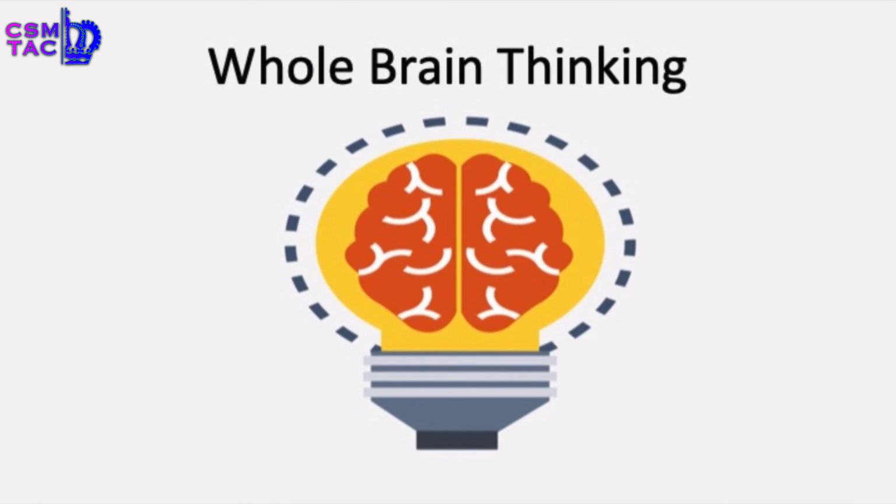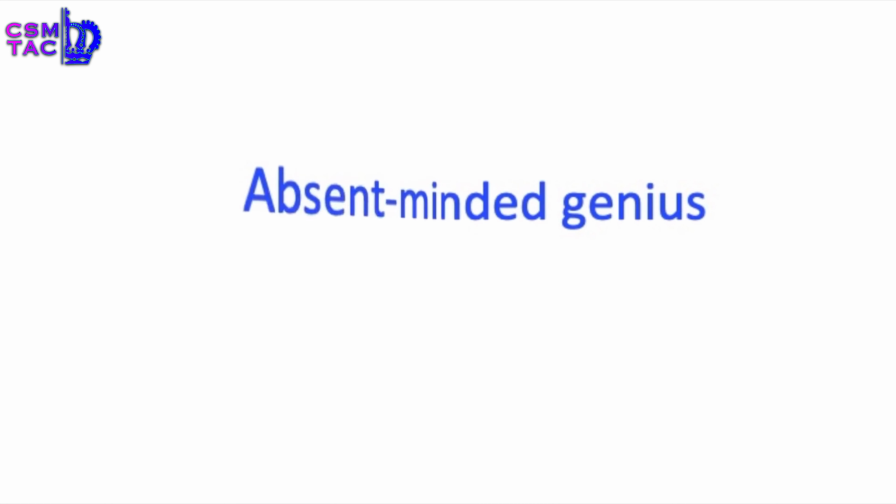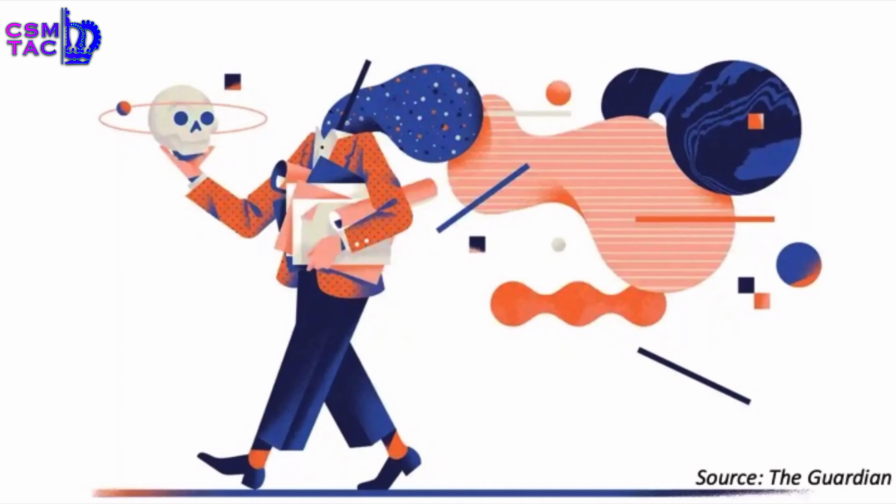Next is whole brain thinking. Have you ever asked yourself, how can people be so clever and so dumb at the same time? We have all met people who are very bright and capable in a given area or skill, but seem totally incapable of something much simpler. The absent-minded genius is a good example. Scientific theory is no problem for this thinker, but socializing at a party is. In business, you often find a strategic, big-picture specialist who never seems to notice details. How does this happen?